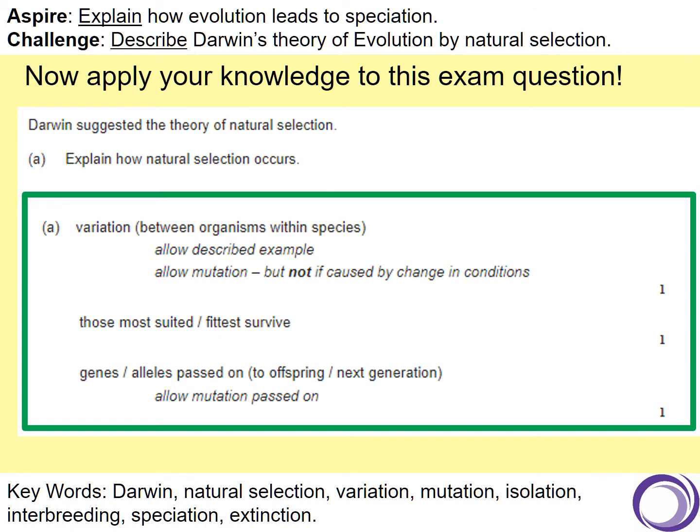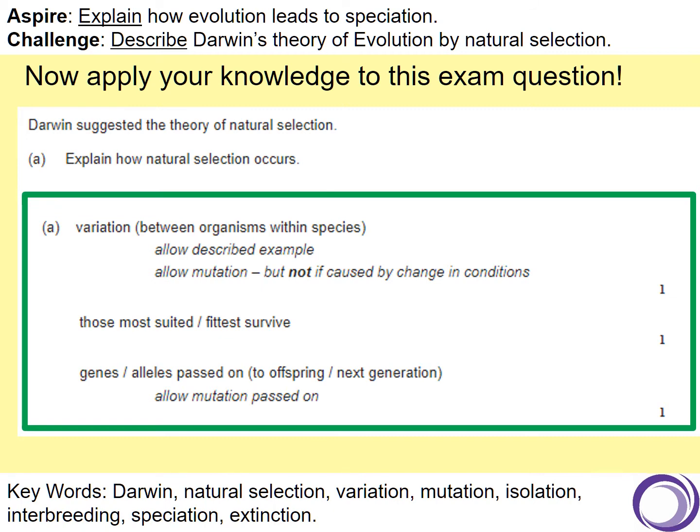If you've put mutations, that's okay. But mutations aren't caused by a change in conditions. Mutations are actually just a mistake in the copying of the genes. So you could have had mutations may occur, but what we were really looking for was variations occur between organisms within a species. Then for the second mark, we were looking for some reference to those that are most suited to the environment will survive, or those that are fittest to survive in the conditions, or those that have the most desirable characteristics will survive.